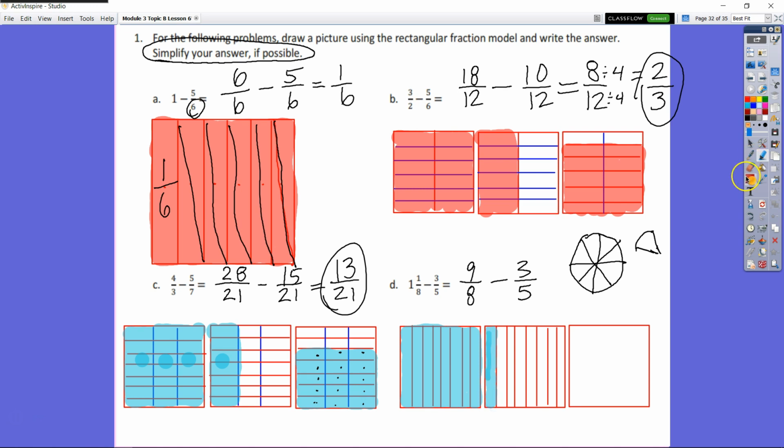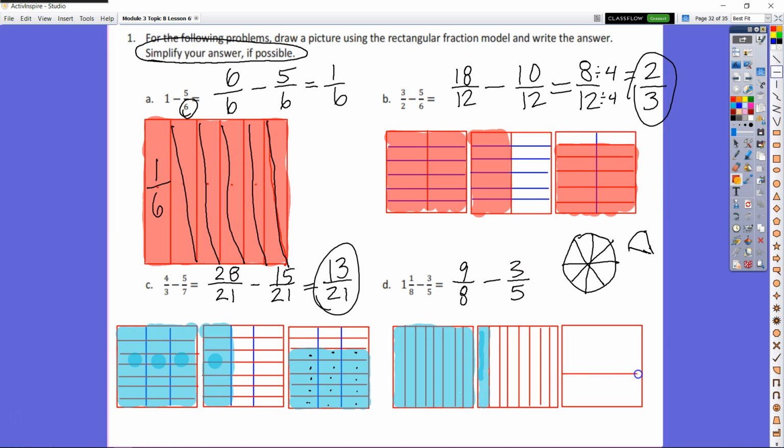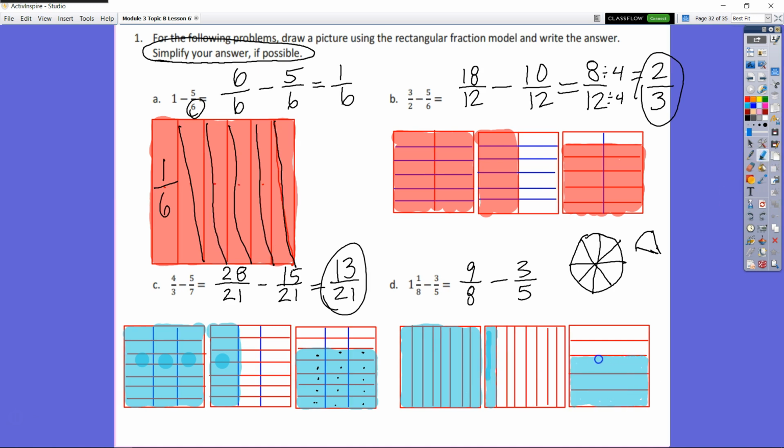And now for the last square, we have 3/5. So we're going to split this into fifths by making 4 lines. So I need 1, 2, 3, 4 lines. So now 3 of those fifths are going to be shaded in. Let's go ahead and shade in 3/5. All right, so now we have 3/5 shaded in.